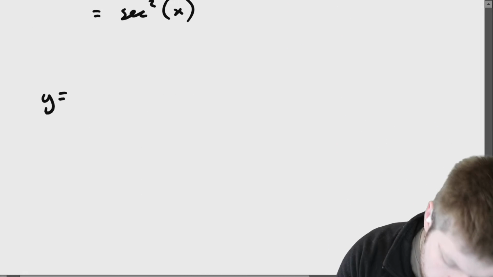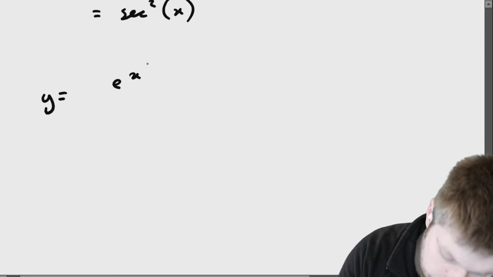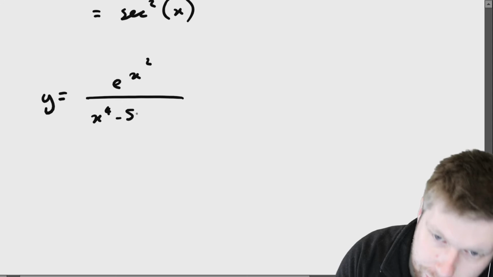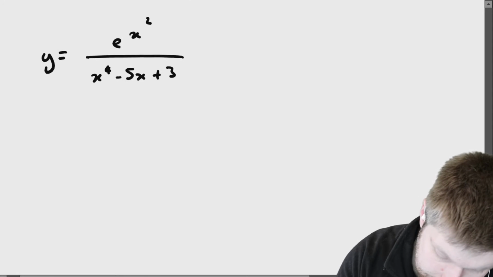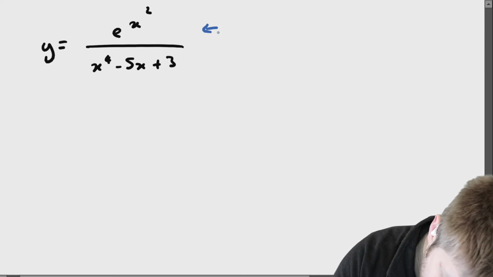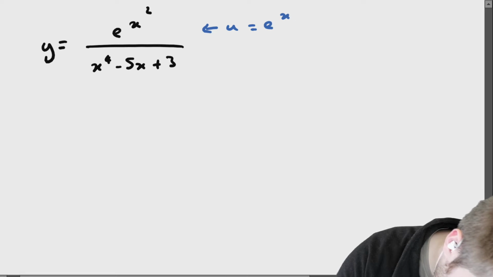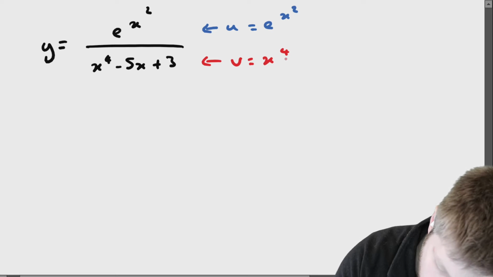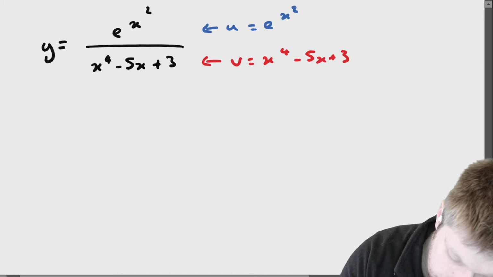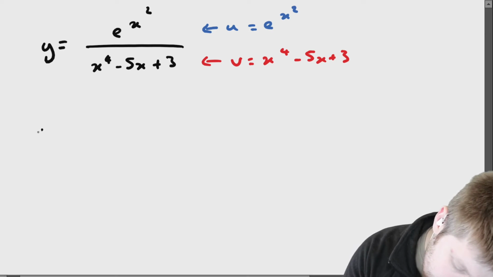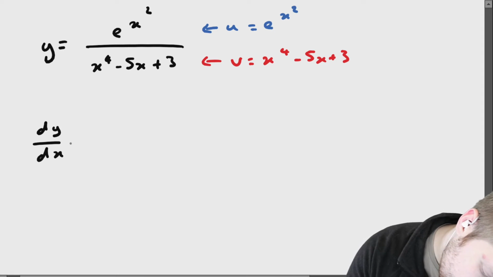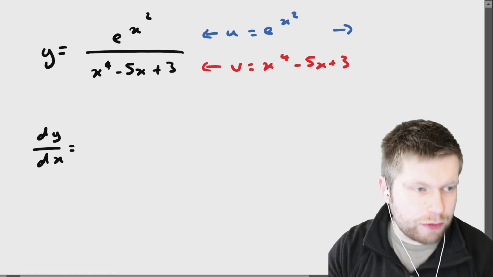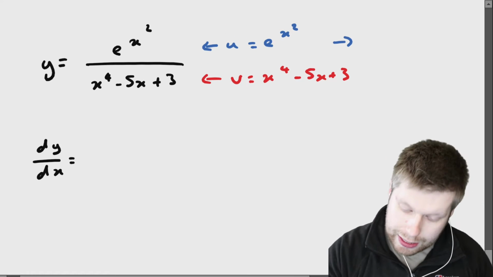So y is equal to e to the power of x squared, all divided by x to the power 4 minus 5x plus 3. Okay, so let's have a think about that. On the numerator, I've got u, so that's equal to e to the power of x squared. Okay, and denominator, I get v, which is x to the 4 minus 5x plus 3. Okay, fantastic. So that means then, if I want to find dy by dx, then I'm going to first of all have to find the derivative of u. So derivative of u is a bit of a chain rule function going on. So let's have a look at this.